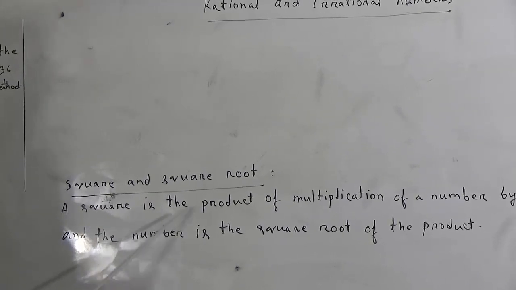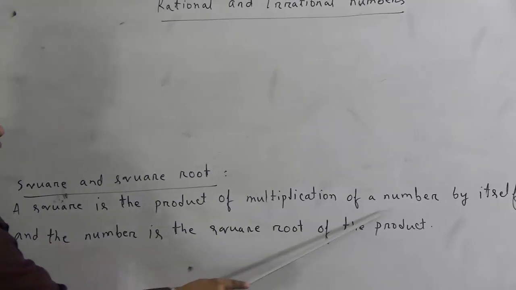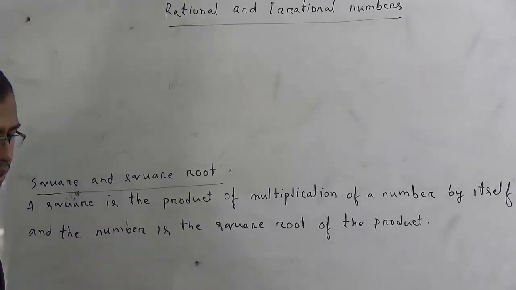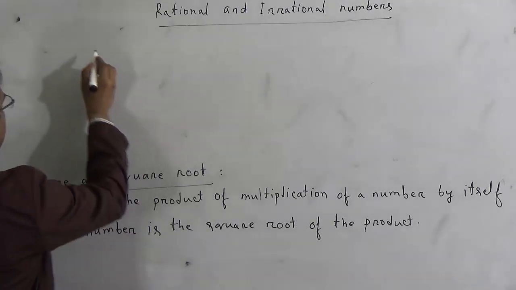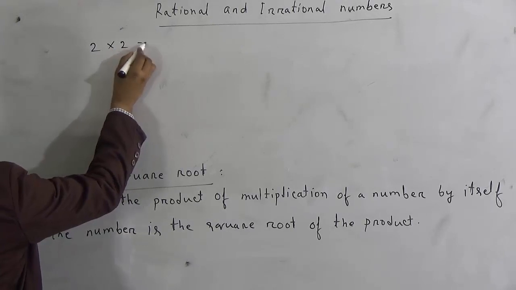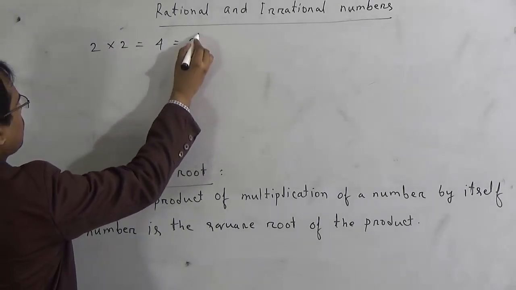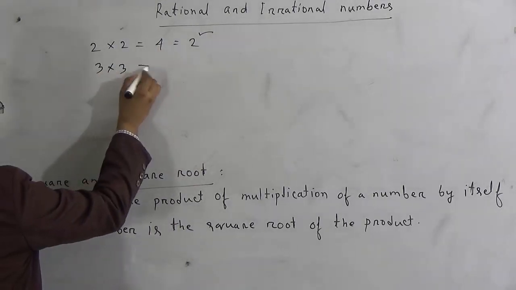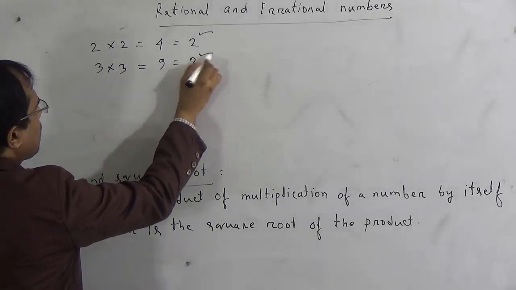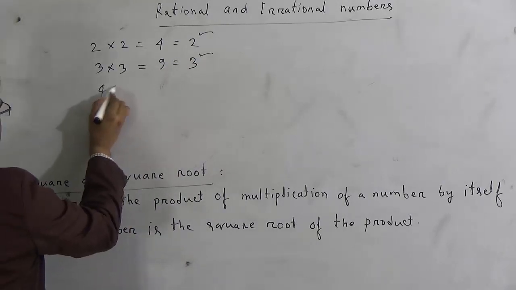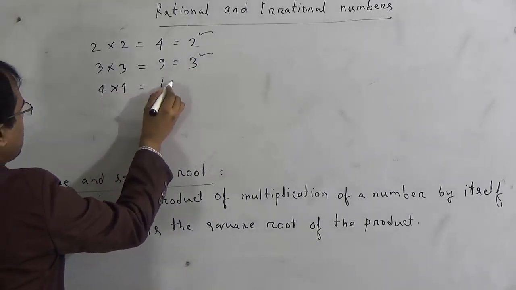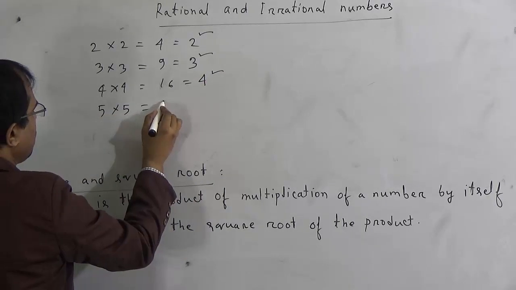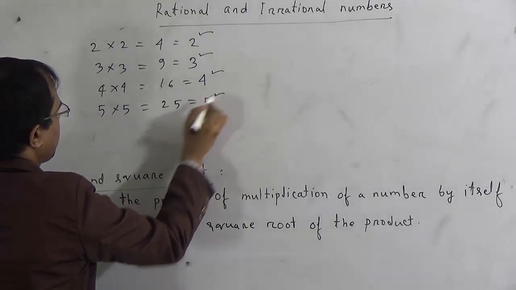A square is the product of multiplication of a number by itself, and the number is the square root of the product. Dear students, you know that 2 multiplication 2 is equal to 4, and also we can write it as 2 square. 3 multiplication 3 is equal to 9, we can also write it as 3 square. 4 multiplication 4 is equal to 16, equal to 4 square. 5 multiplication 5 is equal to 25, and it is equal to 5 square.